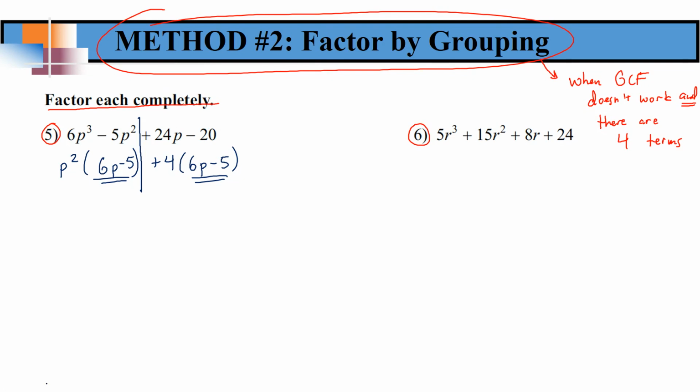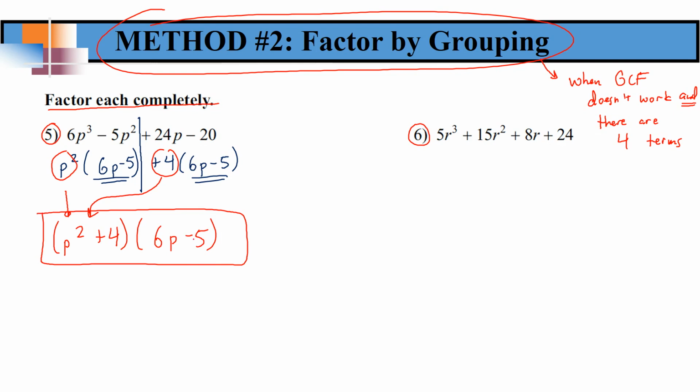What that means is that this can be rewritten as 2 binomials. You can essentially put these 2 pieces together into a single binomial. P squared plus 4 is being multiplied by 6p minus 5. This is the factored form of what we started with. Let's try it with another example.